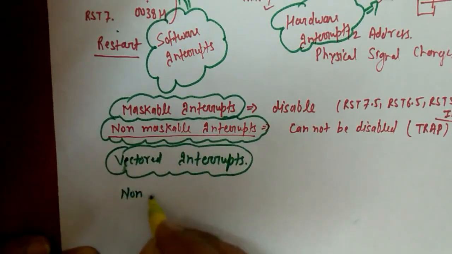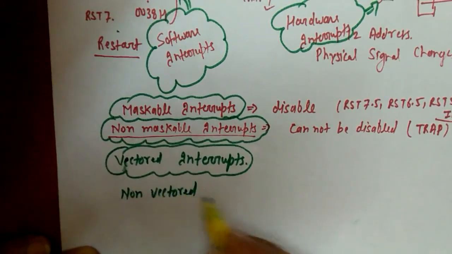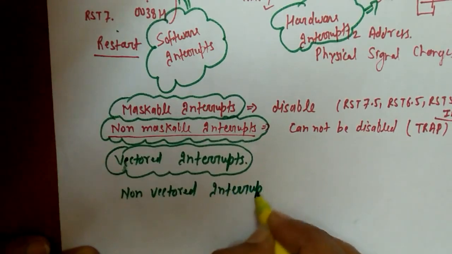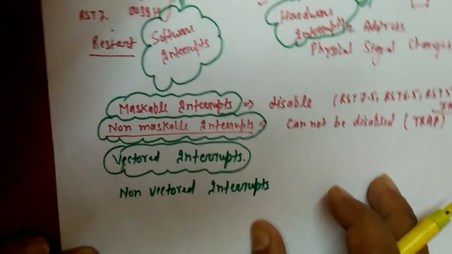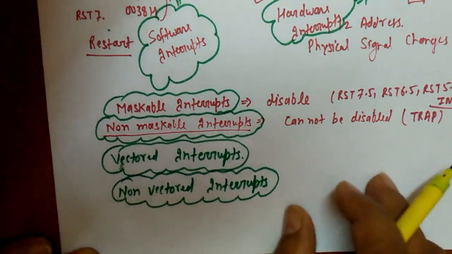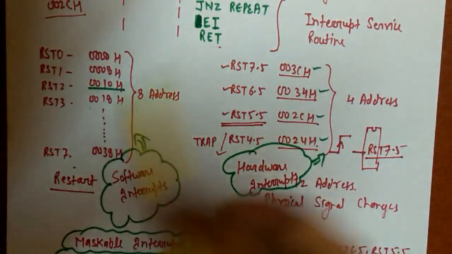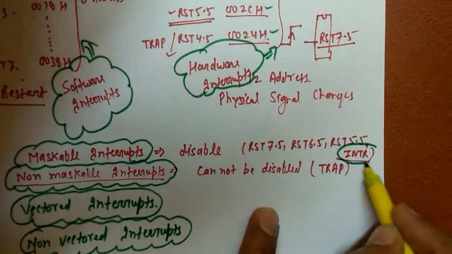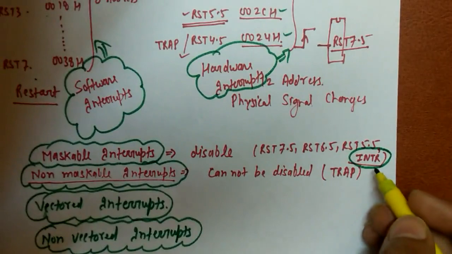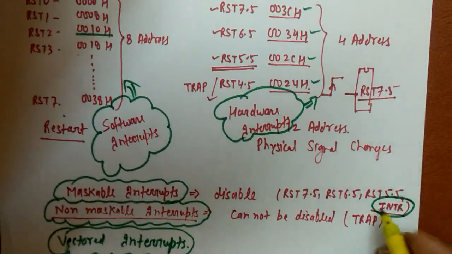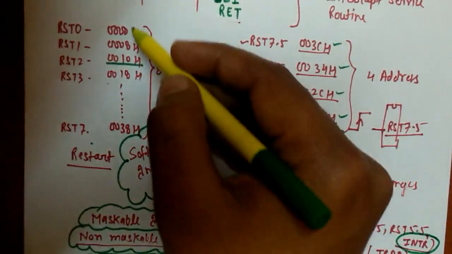Well, non-vectored interrupt means when an interrupt occurs, initially it is not decided what the address of the service routine will be. It will be provided by some means. All of these are examples of vectored interrupts, and INTR is the example of a non-vectored interrupt, because for INTR none of the addresses is predefined, although we may use any of these addresses.